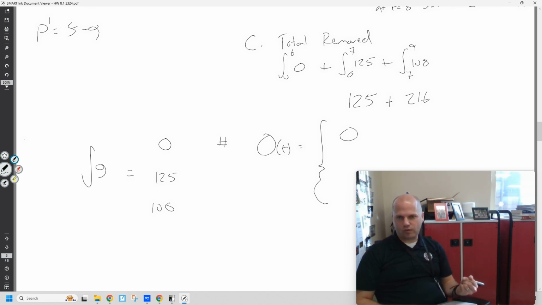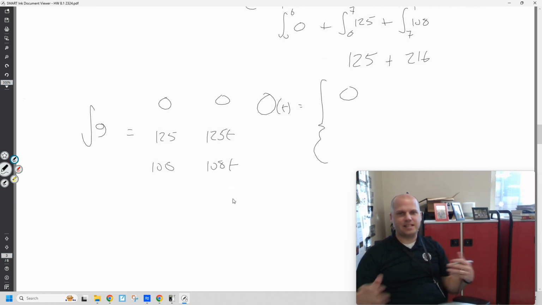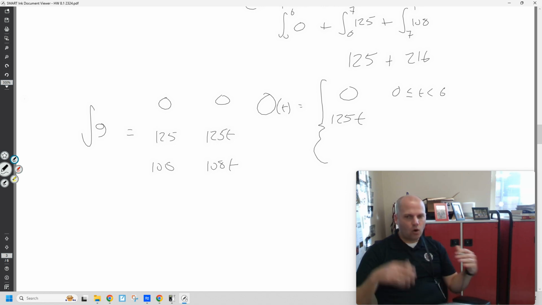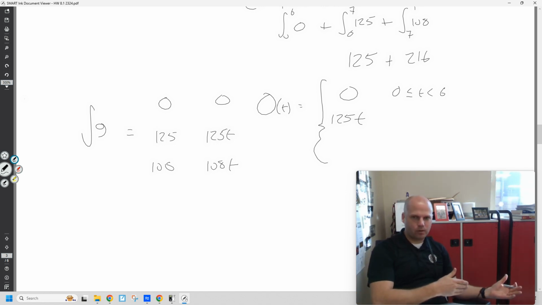Well, we'd get some sort of constant, but really, we're not removing any snow, and there's no snow on the ground. So we'd start with C, but we know that C is 0. Cool. This would be 125t. This would be 108t. This is kind of the idea behind the piecewise function: 0 from 0 to 6, but then 125 feet per hour over the course of the next 1 hour.